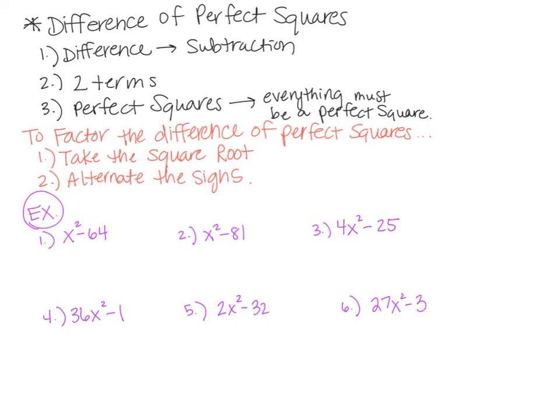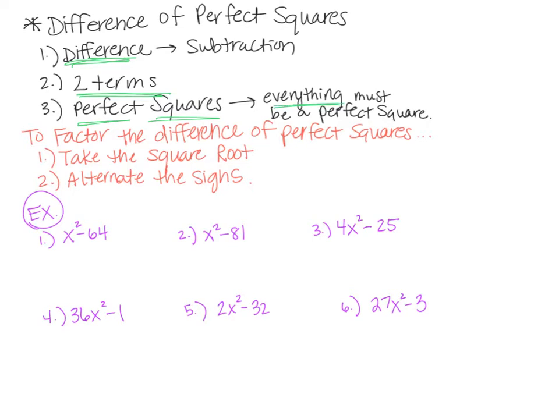The first thing is that it has to be a difference. Difference means subtraction. If I say I want you to subtract, your question to me would be, what do you want me to subtract? What are the two things that I need to subtract? So the next requirement is that I need to have two terms. The last requirement is that they have to be perfect squares. Everything has to be a perfect square.